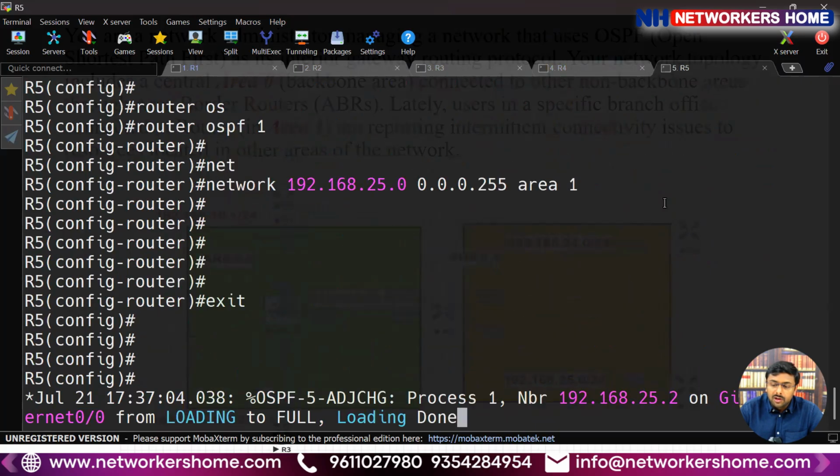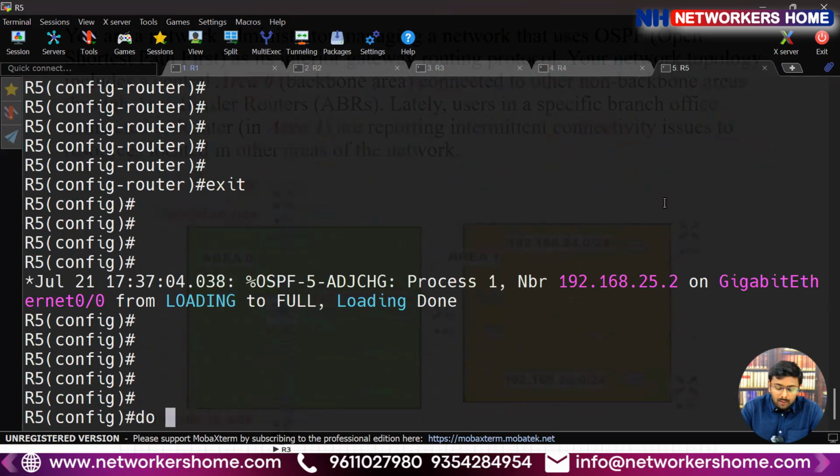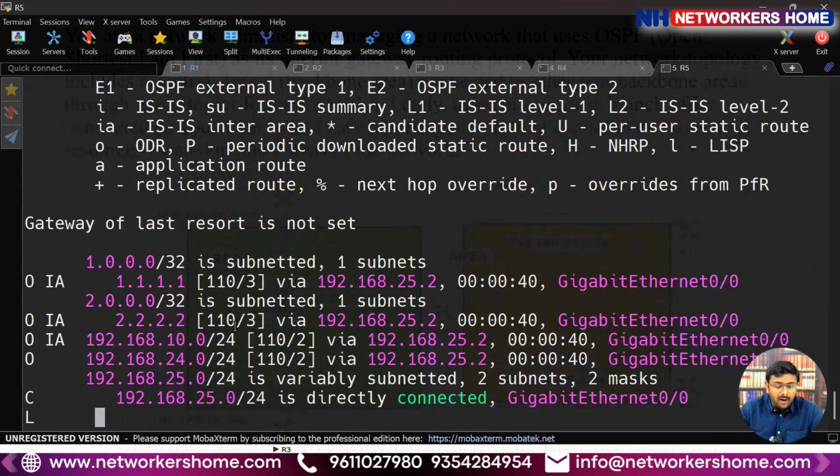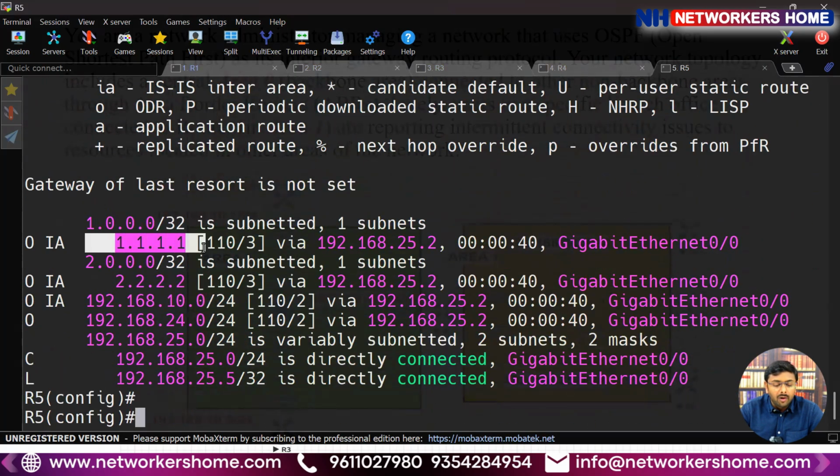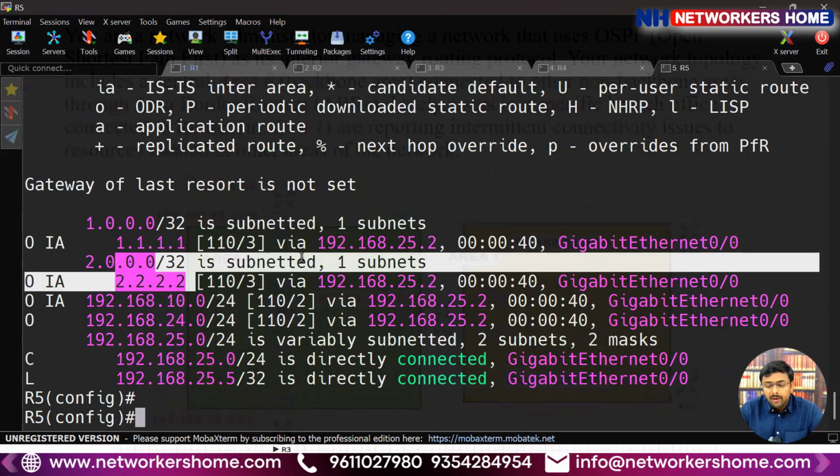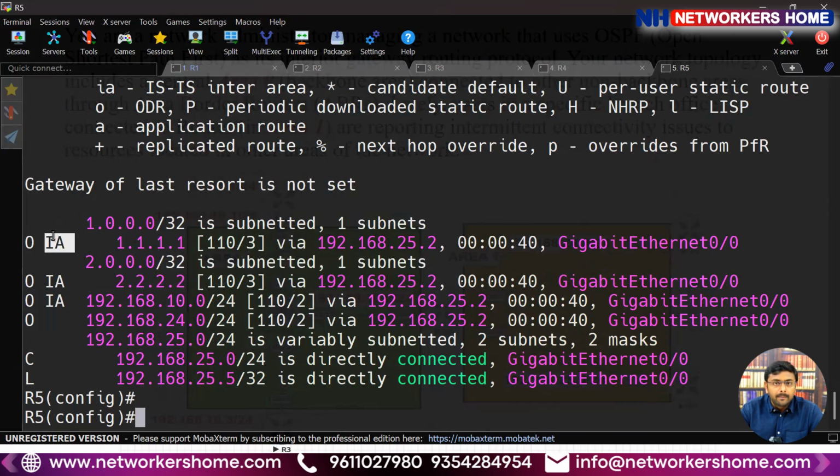On router 5, if we check do show ip route, here we have the information regarding the same 1.1.1 and even regarding 2.2.2, and these two pieces of information are coming as inter-area, because they are in area 0 and we are checking on router 5, which is in area 1. That's why we are getting inter-area here.